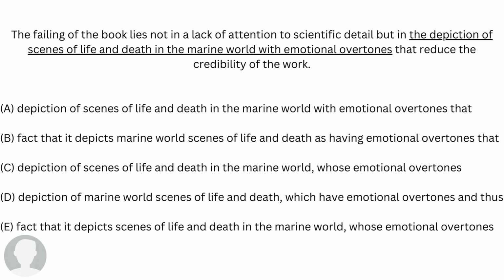Hi guys, this is another sentence correction example, but this time you have to just change the phrase that has been underlined, unlike the whole sentence. So let us see how to go about that.